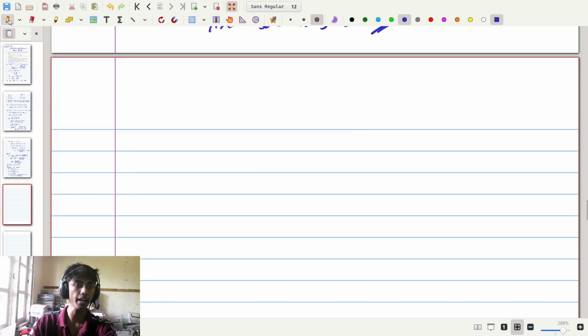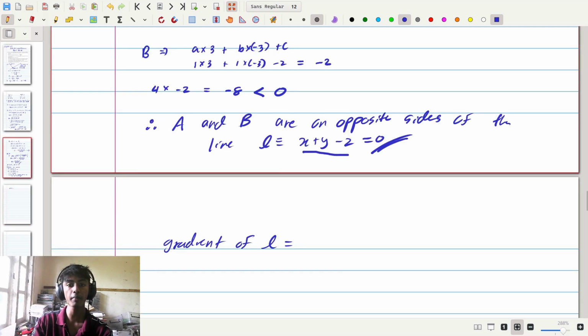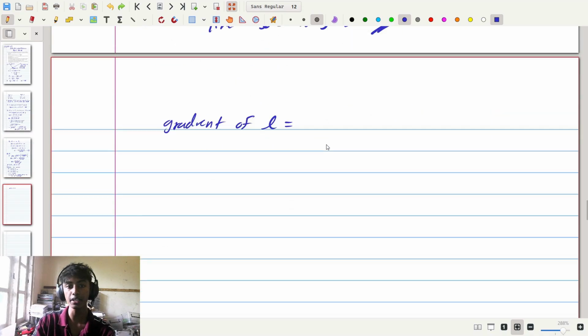Now considering that, we already know the gradient of the line L. Gradient of L is equal to, if you consider the x plus y minus 2, taking this other side, we get y equals minus x plus 2, and therefore the gradient is negative 1. So the gradient of L is negative 1.